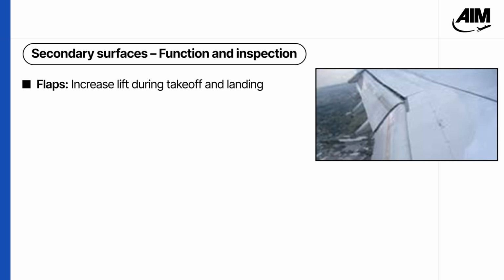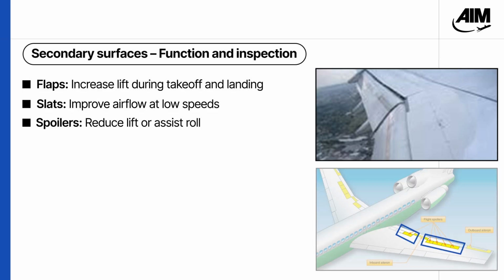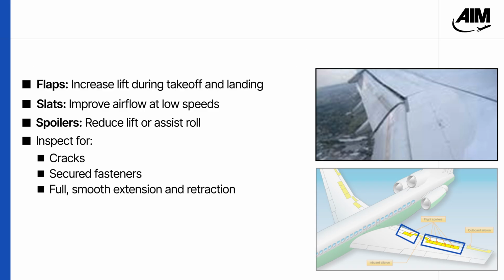Beyond the primary surfaces, there are secondary controls that assist flight. Flaps extend from the trailing edge to increase lift at low speeds. Slats on the wing's leading edge help delay stall. Spoilers reduce lift or help with roll control. Inspect these surfaces for cracks, secure fasteners, and proper travel range.